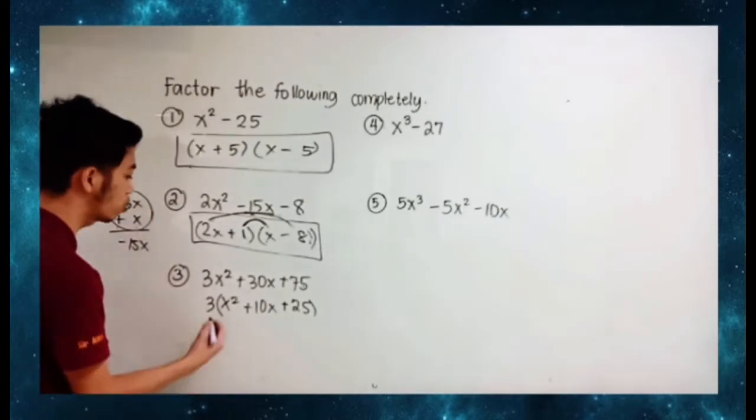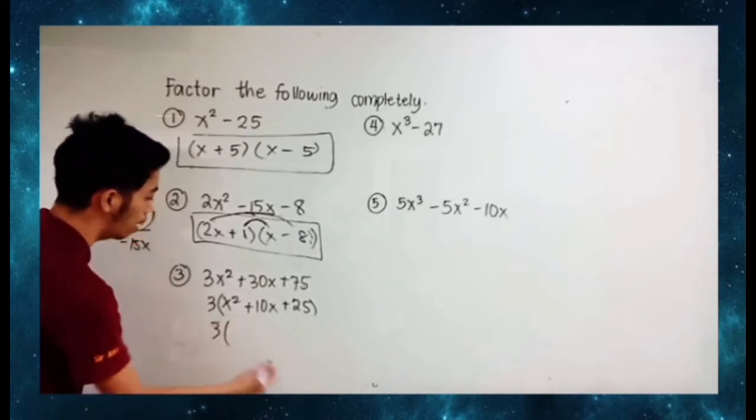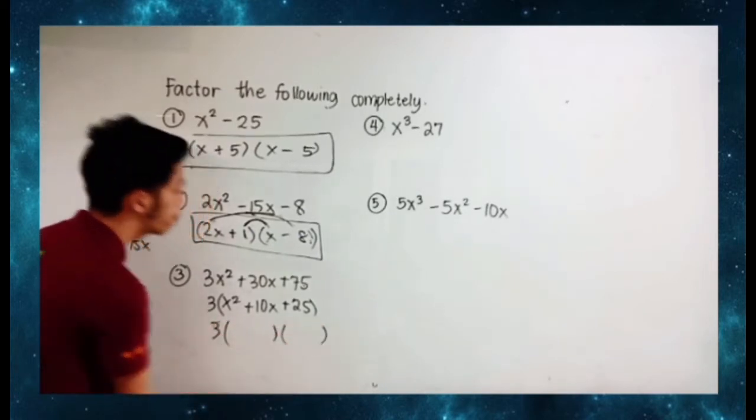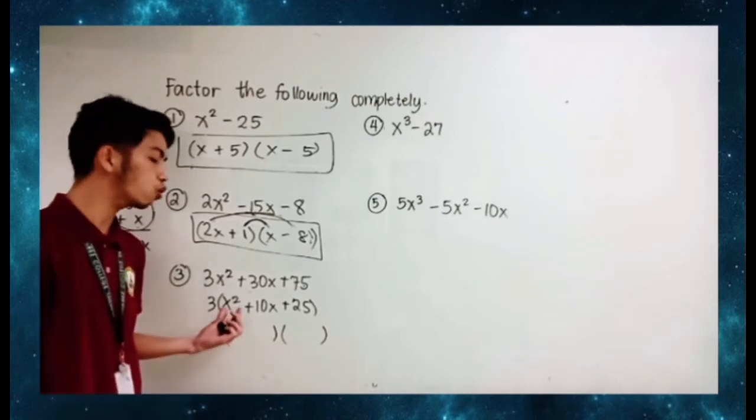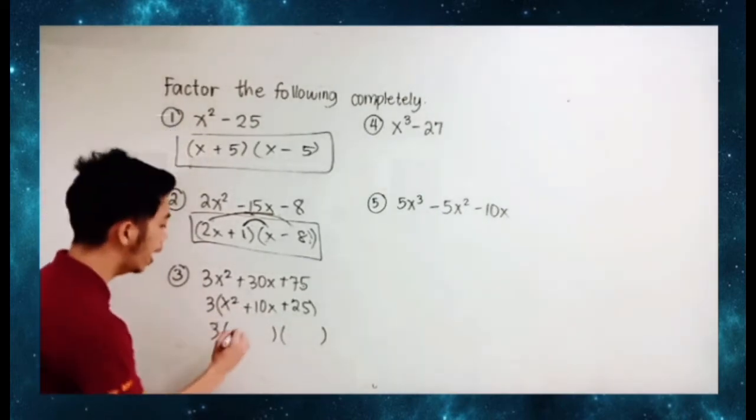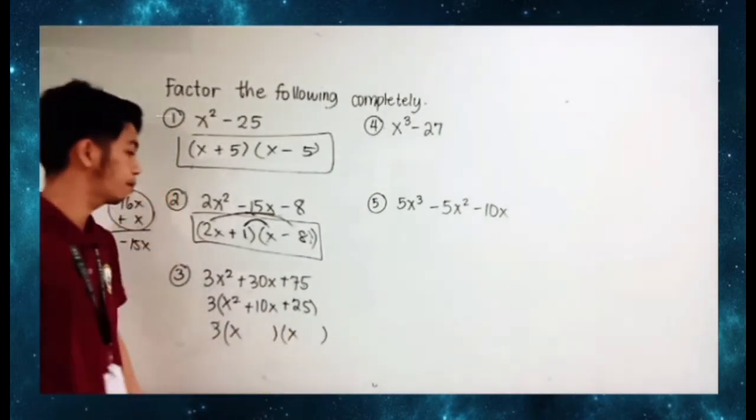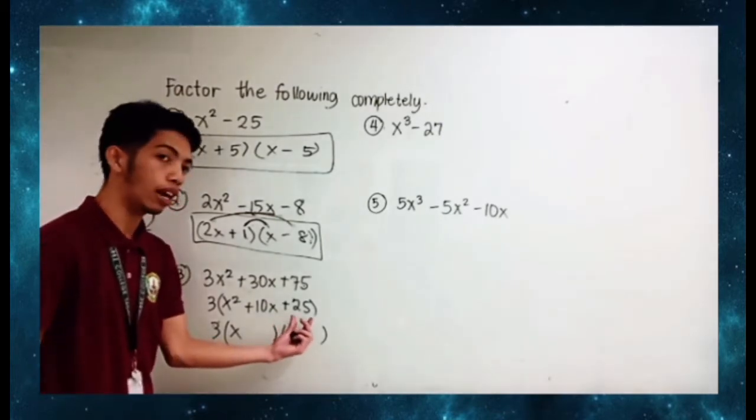Paano nga ba i-factor si x squared plus 10x plus 25? So meron tayong dalawang binomial. Ano ba yung factor ni x squared? Di ba siya ay x times x? Anong factor ni 25?